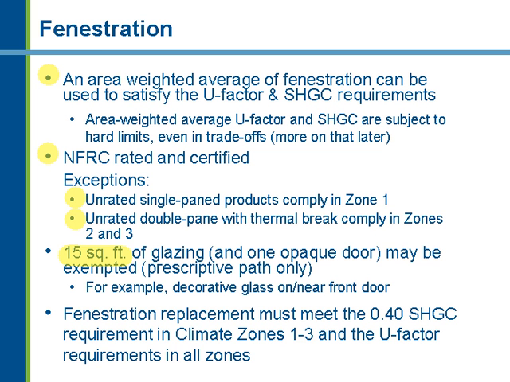To accommodate decorative glass, side lights on your doors, and that sort of thing, there's an allowance for a 15 square foot exemption of glazing in the prescriptive path. This is prescriptive path only, so that you can just completely ignore that in your compliance calculations, and it makes things easier when you're using that simplest compliance path. The solar heat gain coefficient requirement is required in zones 1 through 3, and the U factor requirement applies to all zones.